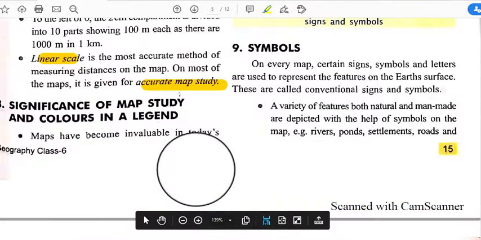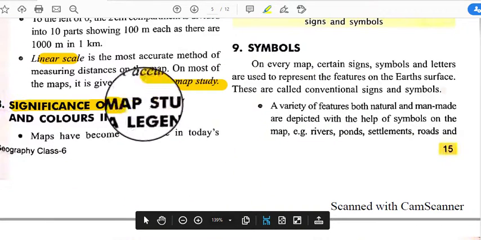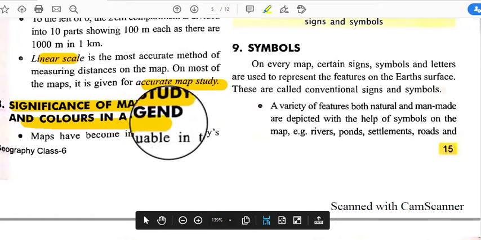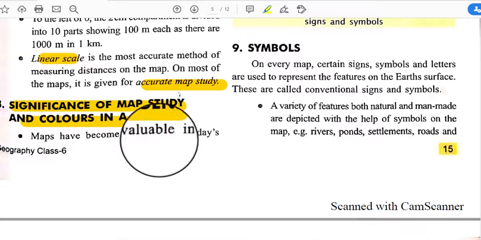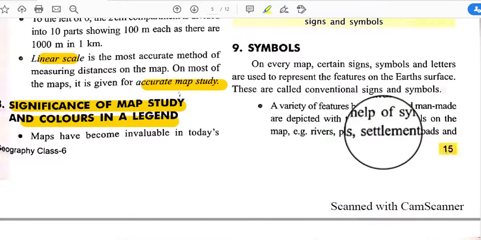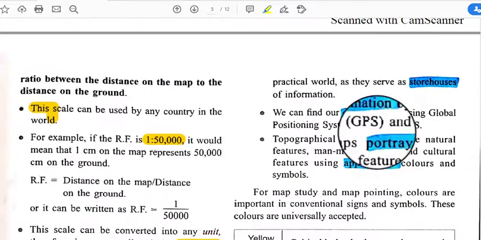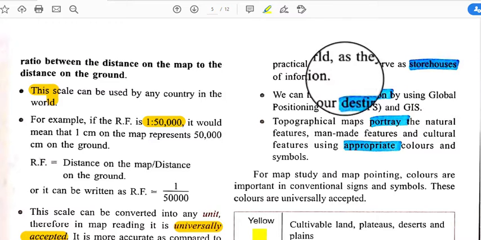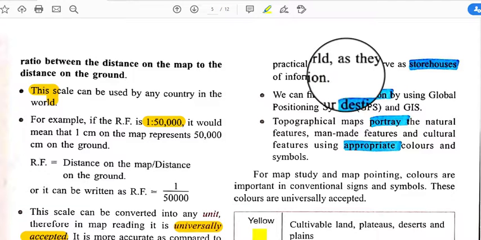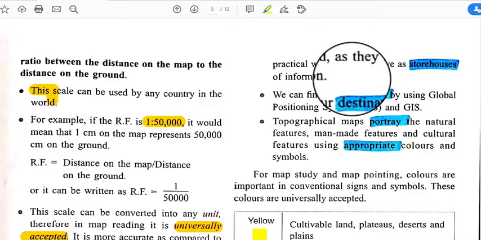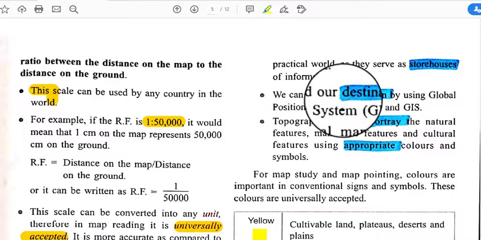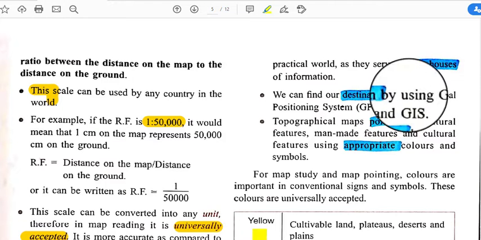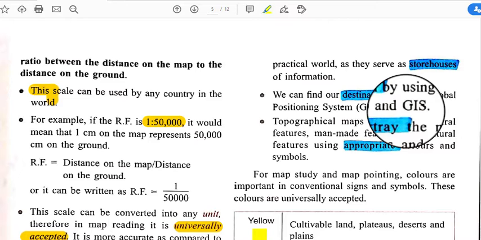Okay. So next is the significance of map study and colors in a legend. Maps have become invaluable in today's practical world, as they serve as a storehouse of information. A map is depicted as a storehouse of information, because from a map we can collect lots of information. So we can find out a destination by using the global positioning system and GIS.